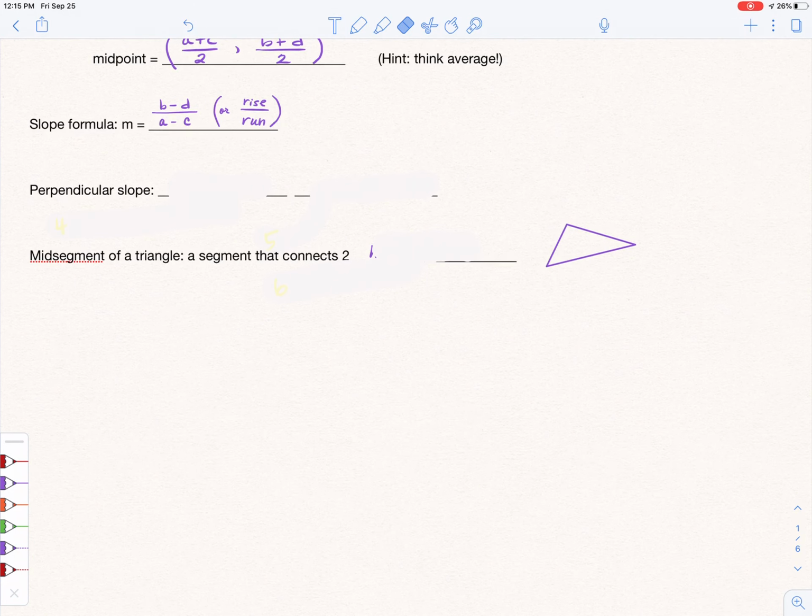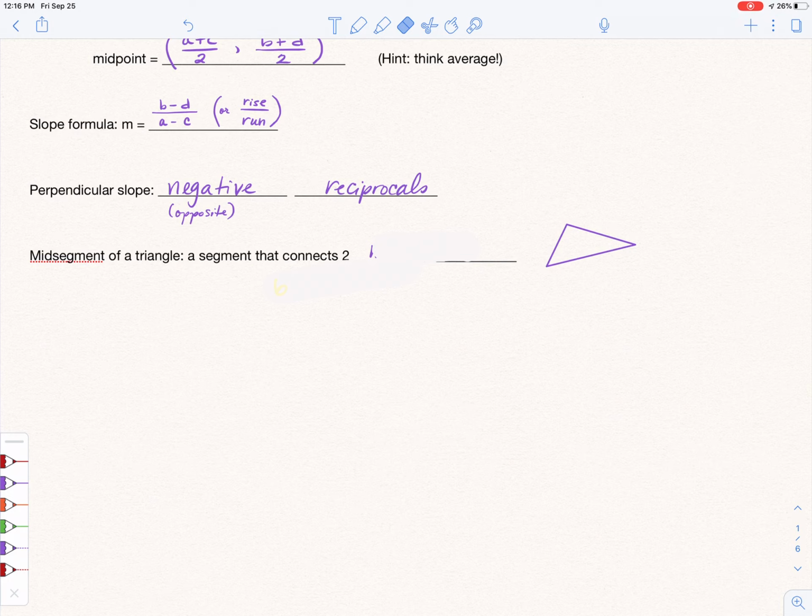Perpendicular slope is always going to be the negative or the opposite reciprocal. Think about reciprocal: that's where you take a fraction and you flip it over. So this is always the negative reciprocal or the opposite reciprocal. Opposite there means going from positive to negative or from negative to positive.